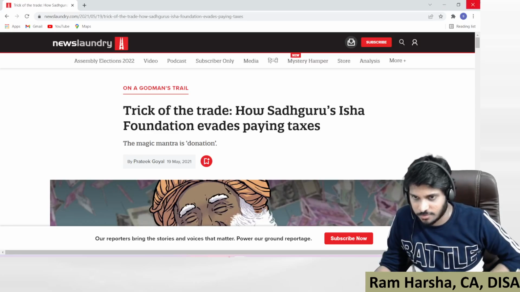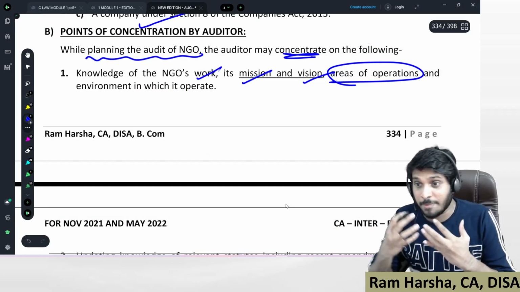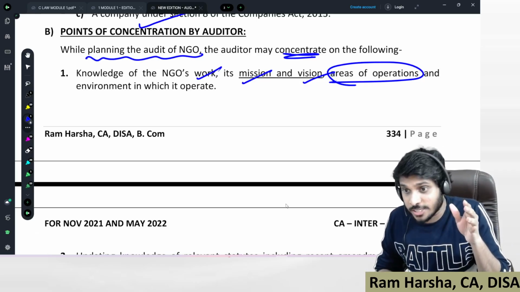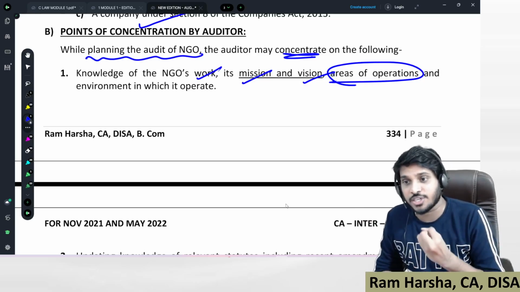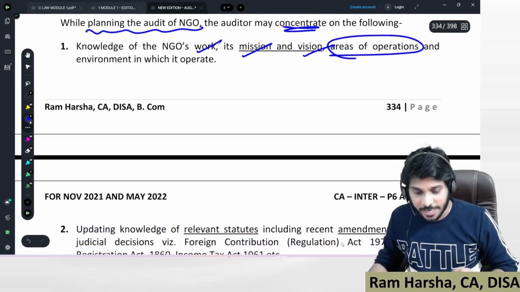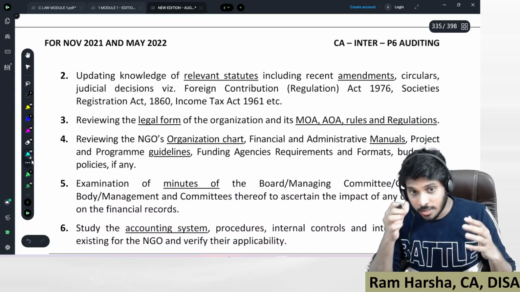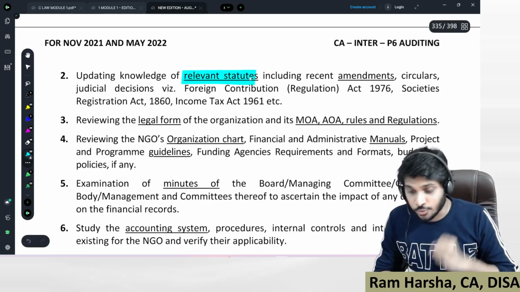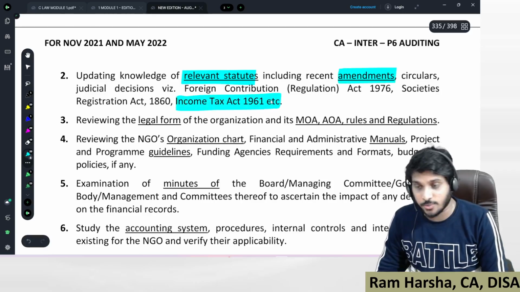Okay, anyhow. So first, as an auditor, while you are planning the audit of an NGO, what are the things that you need to focus on? What are the points of concentration? First, understand what that NGO's work is. Understand their mission, vision, what the areas of operation are. And depending upon the legal status, obtain knowledge of relevant statutes. What are the recent amendments and circulars, especially income tax related ones?